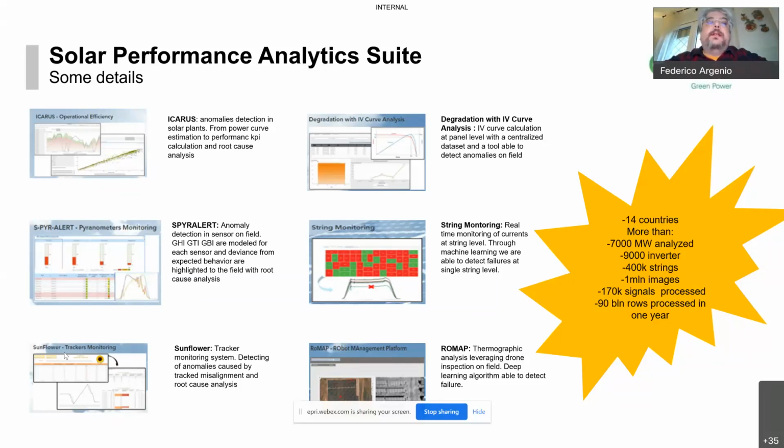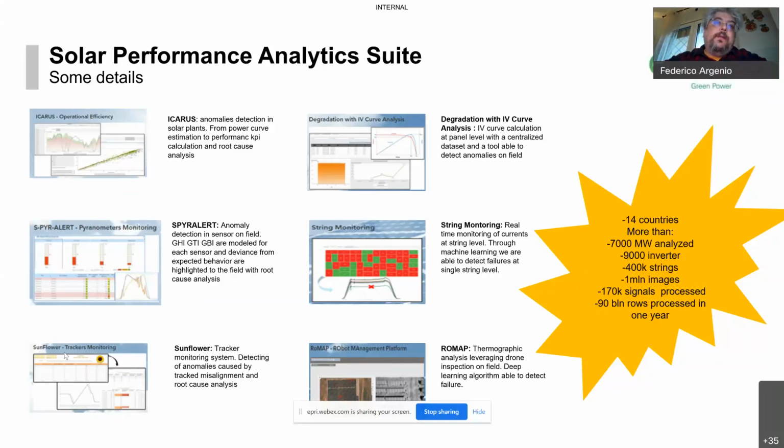Then another application that is very nice, in my opinion, is the Sunflower tool. Some solar plants are equipped with a tracker system, a system that allows the panels to follow the sun during the day. One of the problems of this system is the possibility of miscalibration, which means losing production. So we developed an astronomical algorithm that creates the perfect behavior of the tracker, and by overlapping it with the current behavior, you can detect a miscalibration and address the maintenance.